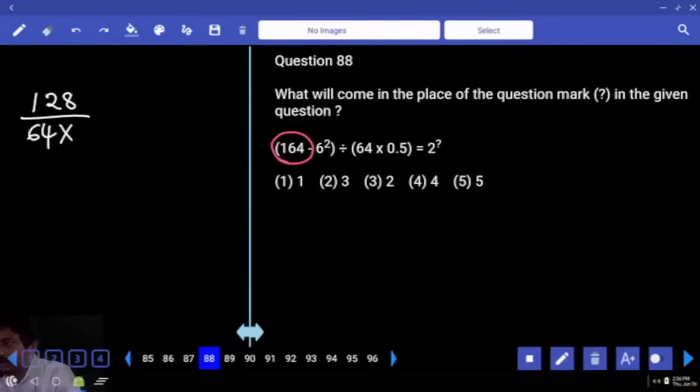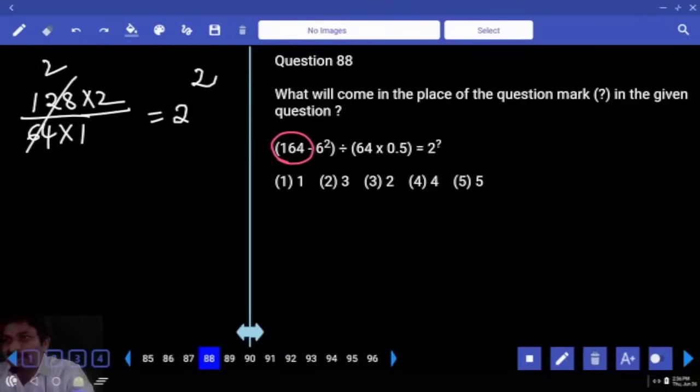64 into 0.5. I'll write it as 1 by 2, comes in numerator. 64 2 times, which is 2 to the power of 2 square. Answer 2. Option 3. Got it?